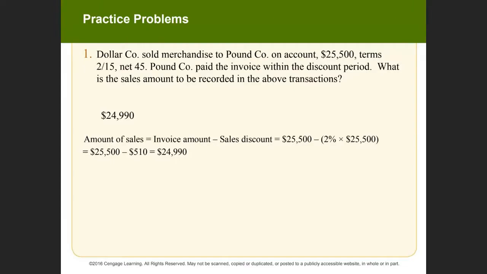So we took the amount of 25,500, and then we needed to find that sales discount. We know 2% is the discount. So 2% times that total amount of 25,500 is going to give us the discount amount, which was 510. So we're going to take the full sales amount of $25,500 minus the 510, which is going to give us $24,990.